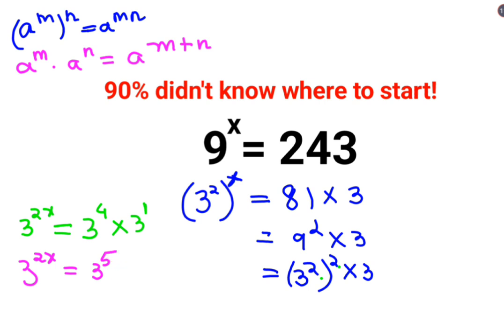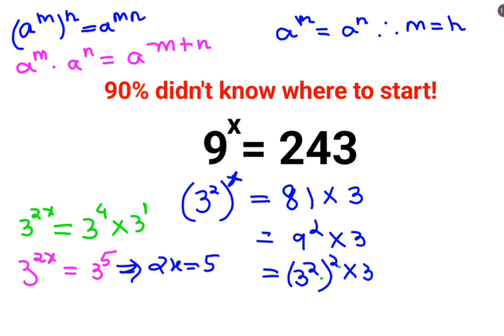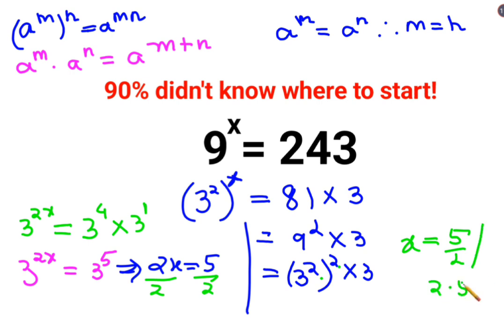Now remember that if the bases are same in indices, a raised to m is equal to a raised to n, then therefore I can say m is equal to n. So using the same logic, I can say 2x equals 5. So next what we can do is we just divide both sides by 2. Therefore the value of x is coming out to be 5 by 2, or we can even write it as what? 2.5. Either way your answer is absolutely correct.